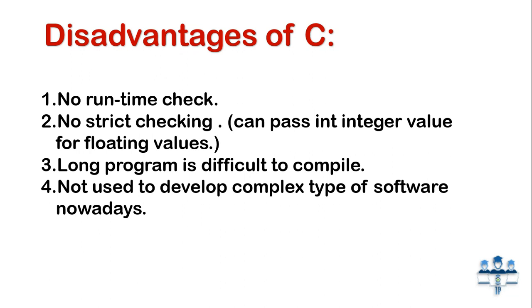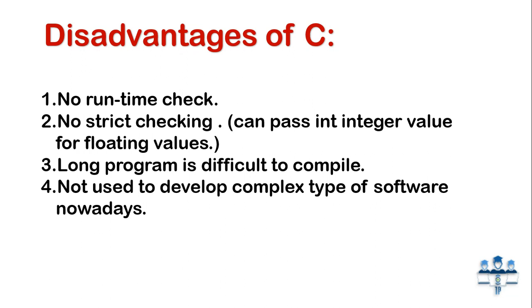That means whenever we give a data type like float, we should give a decimal value, but the C program will take an integer value also. For example, we say, okay, at this place take some decimal value, meaning a value with a point, like 3.22. But the C program will also take an integer value, that means 2, 3, 4. It will take that also. So that is a disadvantage. It doesn't check strictly.